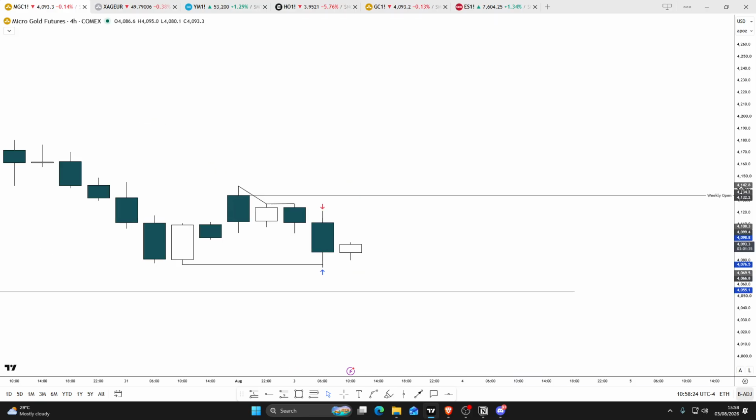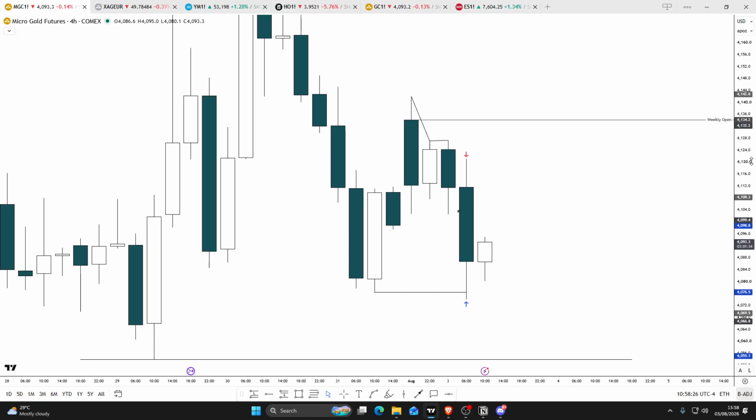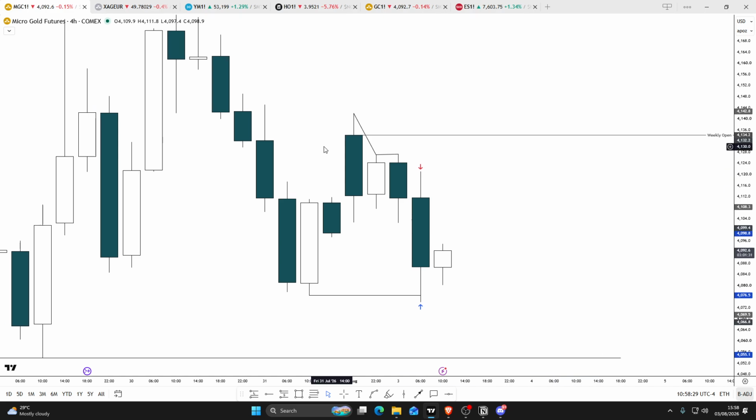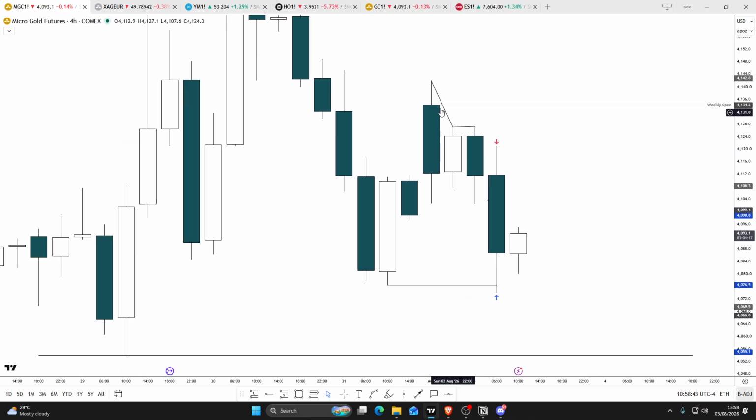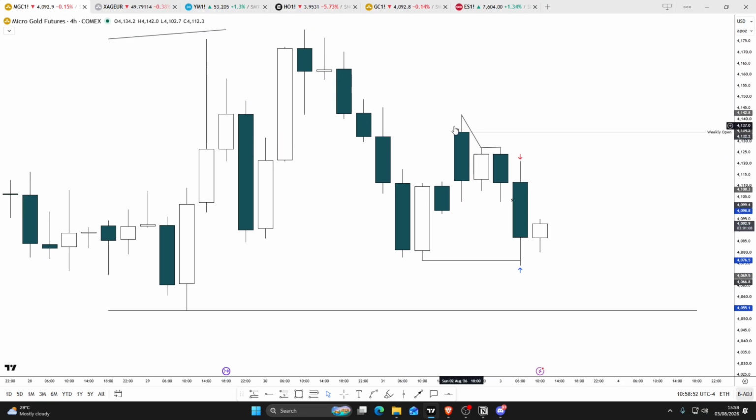4 hour, you can see the weekly open. We had a two-stage SMT at the highs right here where we made a lower high and then a high. So this was with silver, I think, or maybe one of the Forex pairs. But two-stage SMT confirming the high of day, 6 p.m. So keep that in mind.